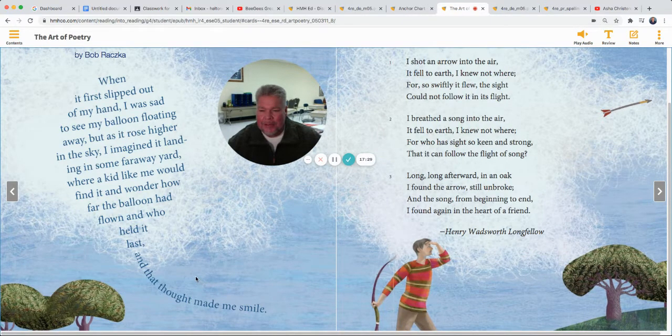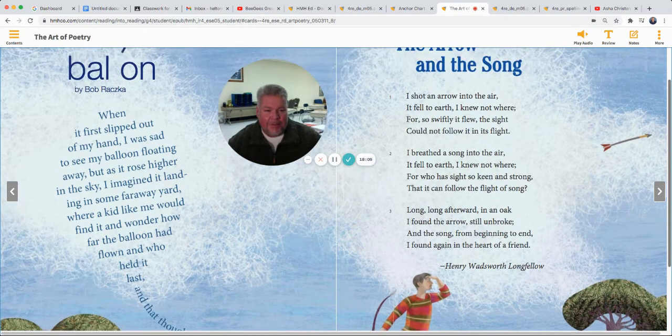I like that poem. It doesn't rhyme, does it? It's kind of just a thought about a balloon. Poems don't have to rhyme. They can. But this is just a thought about a balloon. And it's an emotional poem. It's got emotions in it. He felt sad because his balloon floated away, but then he got excited and used imagination. We have some visualization here of that balloon floating to a faraway land and some kid finding it and wondering how far it had flown and who had let go of it. And then his emotions changed to a smile. That's a neat poem. This poem is kind of deep.